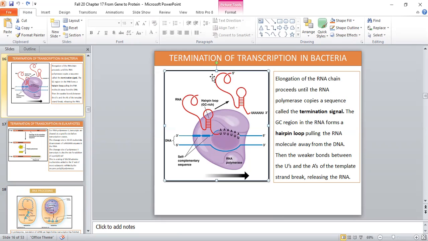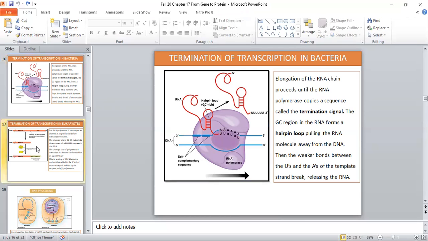So you just remember GC hairpin: a loop is made and that loop pulls the messenger RNA out of the template strand complex. So messenger RNA is separated from the main strands of DNA. Okay, mRNA separated from main strands.